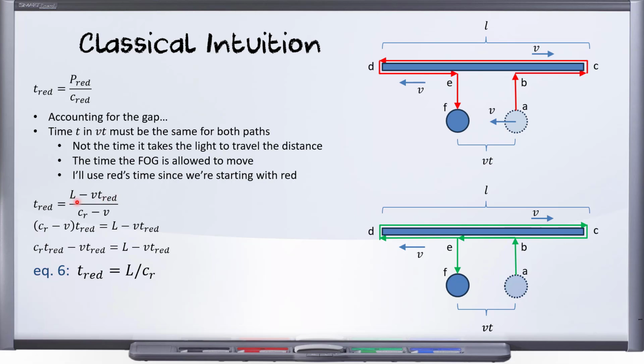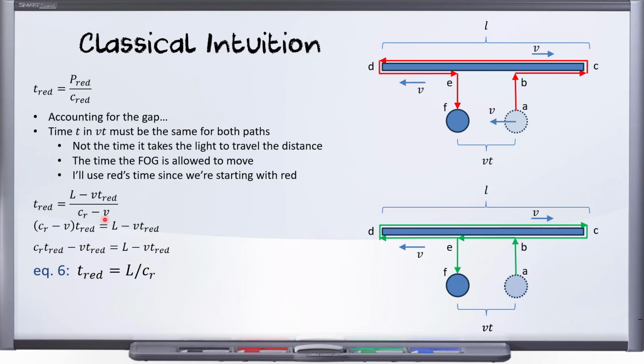So the total path length that the red beam goes is the full loop, the full length minus this little piece here. The red one does not have to do this little piece here. And what is that piece? It is 1 VT, and we said let's just use T red. So that's the total path for red, and the speed of red is the speed of light in glass minus the V.